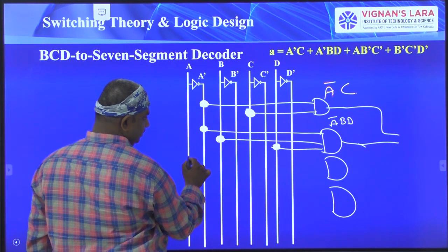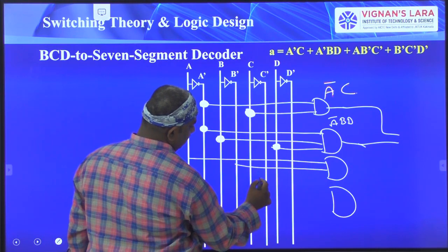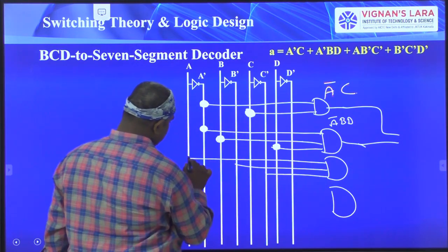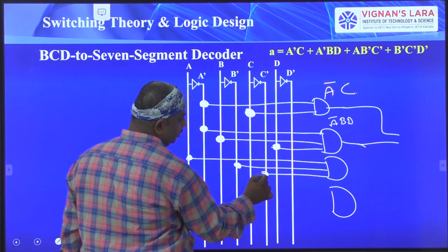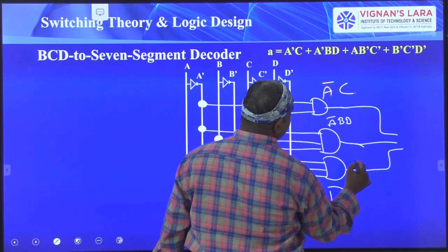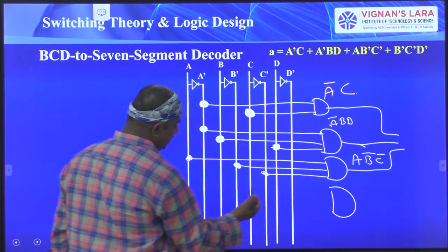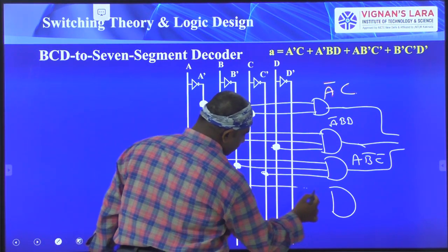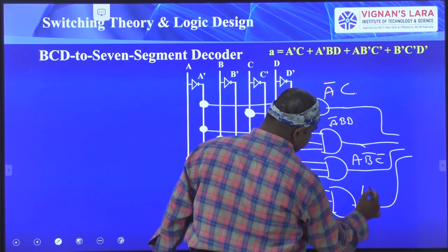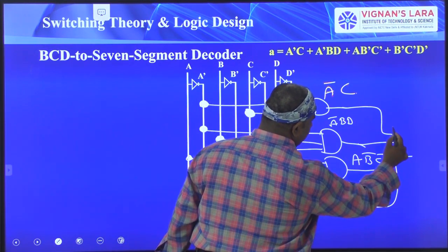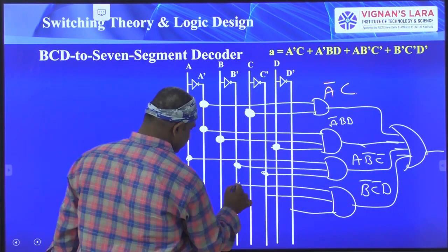Next A, B bar, C bar. Here don't forget these nodes. If you forget these nodes, the whole function is going to collapse. So this is A, B bar, C bar. Next B bar, C bar, D bar: this is the B bar, this is the C bar and this is the D bar. This is the final OR gate.